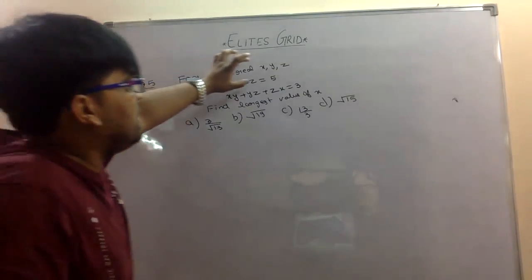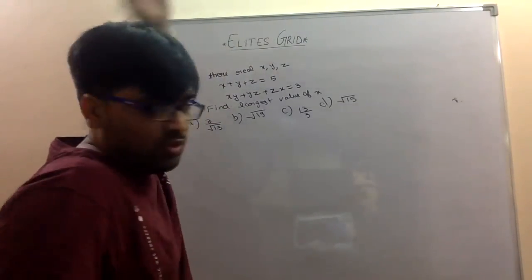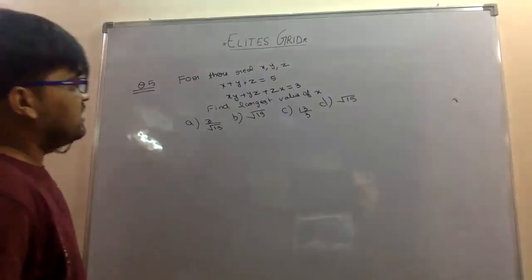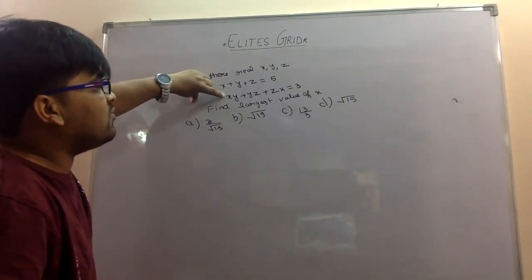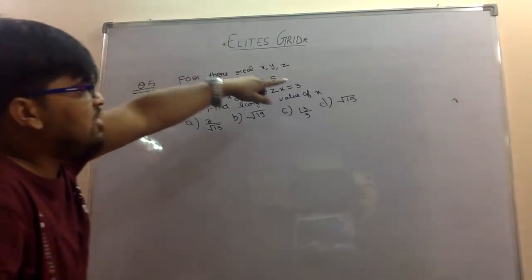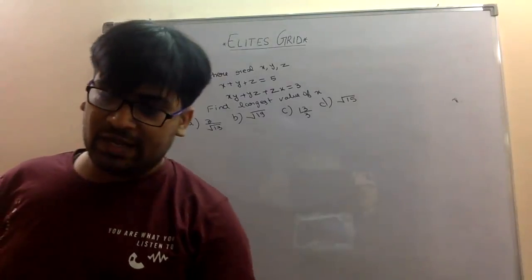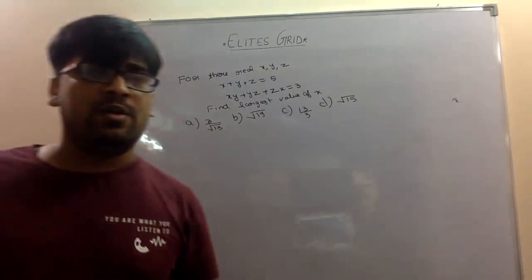is for 3 real x, y, z, x plus y plus z is equal to 5. X plus y plus z की वैल्यू 5 है and xy plus yz plus zx is equal to 3. Find the largest possible value of x. These are 4 options. This is a CAT question, CAT 2006 question. Try this one.